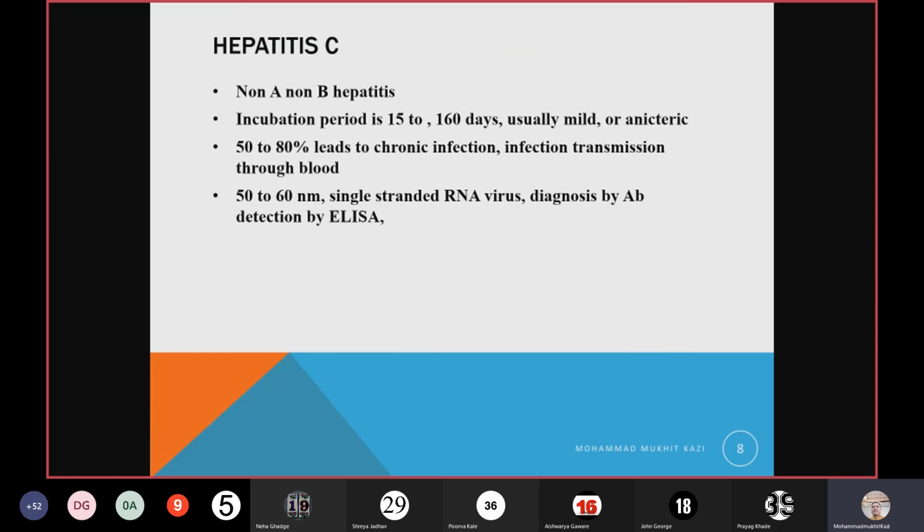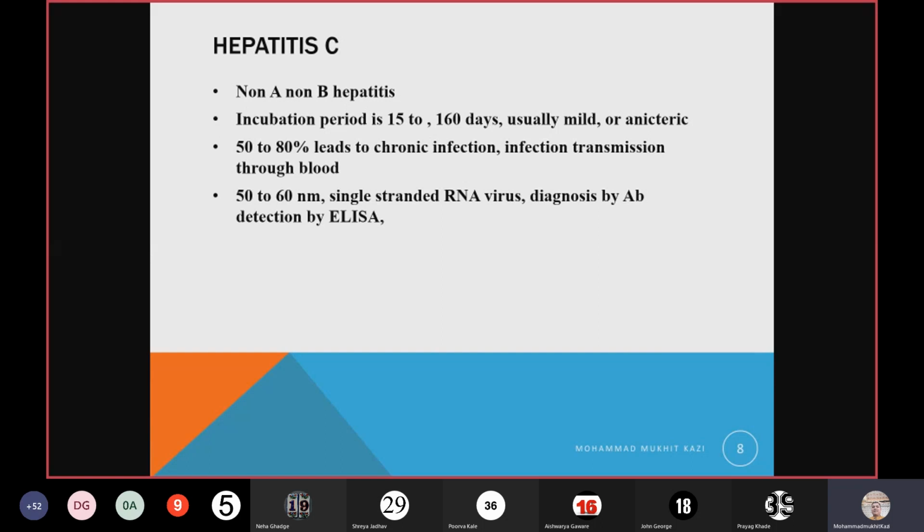Now coming to the third, hepatitis C. It is also called non-A, non-B hepatitis. Neither is it A nor is it B. That is why it is also called non-A, non-B hepatitis. But the transmission of hepatitis C is similar to hepatitis B. It means that it also transmits sexually, parenterally, or through blood.